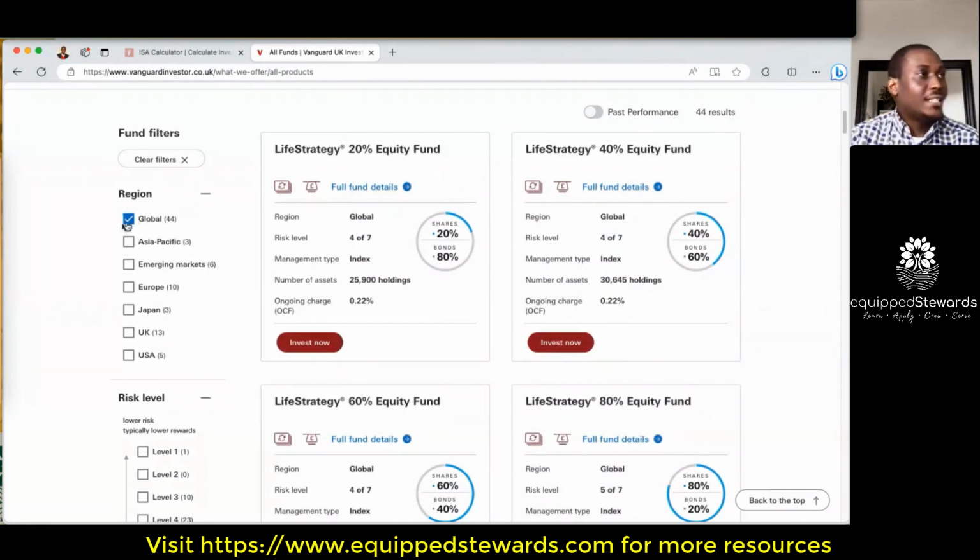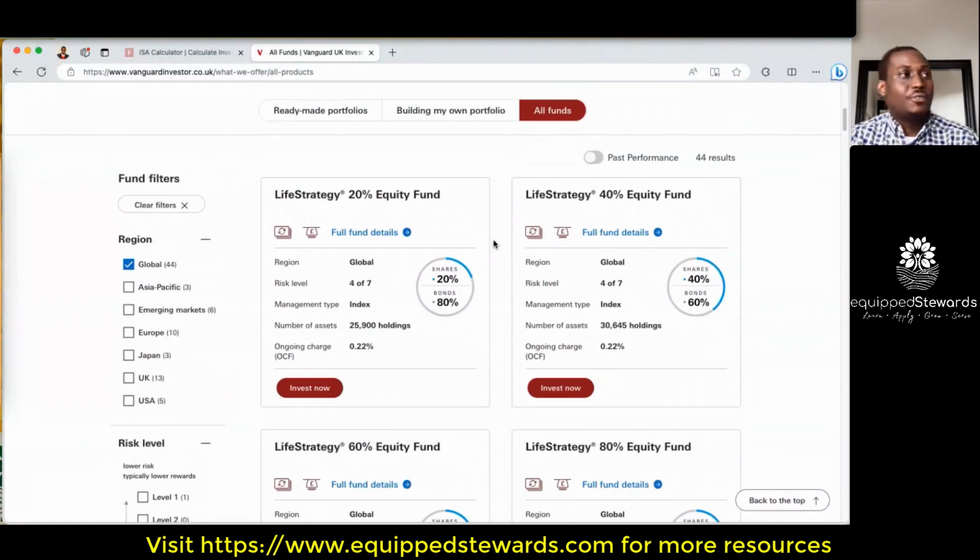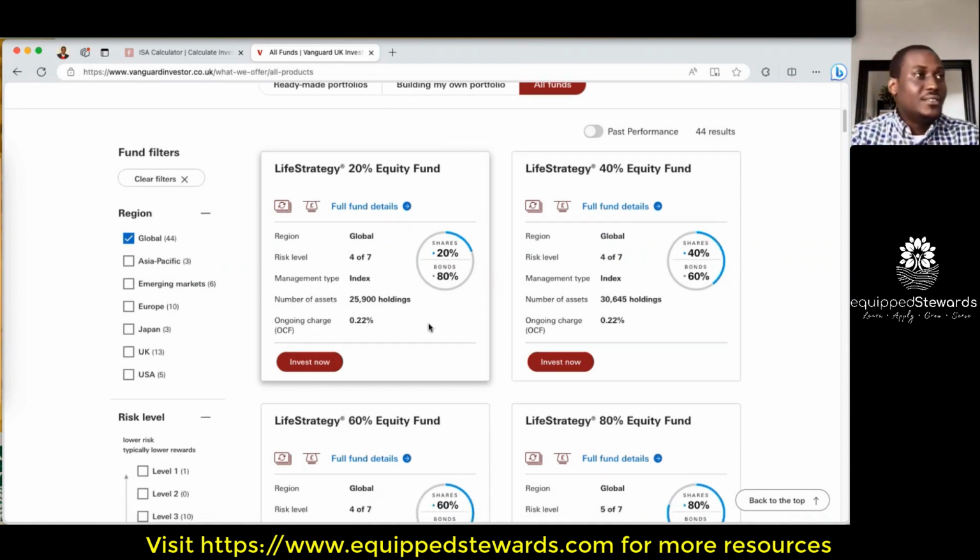Now, the question asks about global funds or global investment. So select the global investment, and then you can look on the right-hand side of the screen. It gives you options of funds. So you have life strategy, 20% equity. And if you look at here, what it simply means is if you put in £100, £20 will be invested in shares of companies, £80 will be invested in bonds. Then the risk level is 4 out of 7.